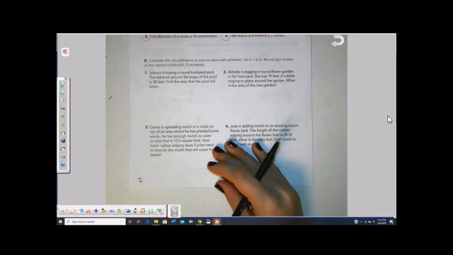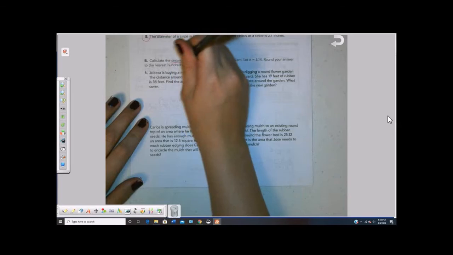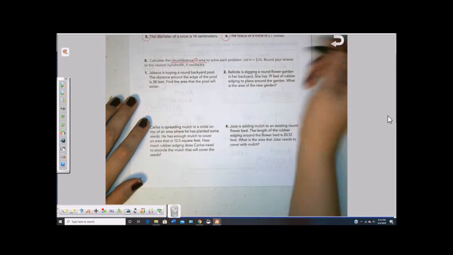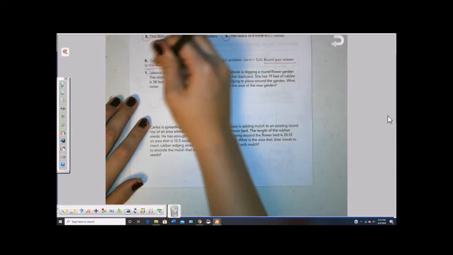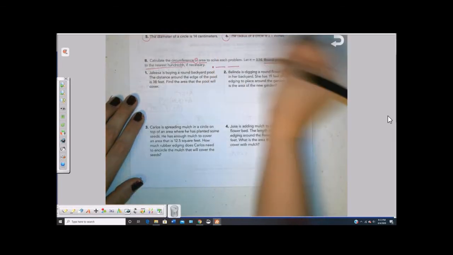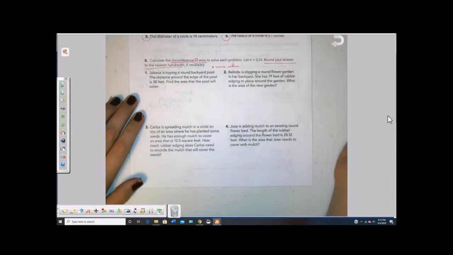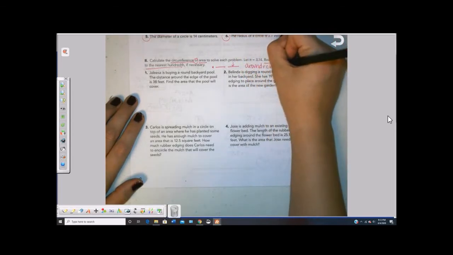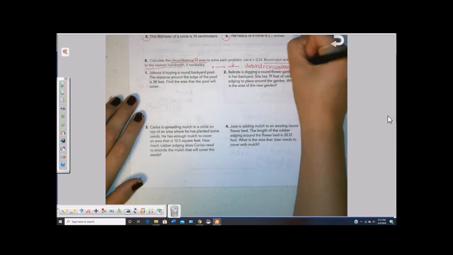Now looking at the second part of this page, we're going to be finding circumference or area. And we're going to round our answer to the nearest hundredth, which we've been doing anyways. And remember, the hundredths place is that second number behind the decimal. And a key word to remember is around, or if you see edging, means circumference.